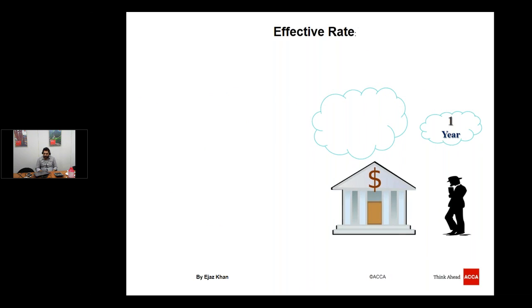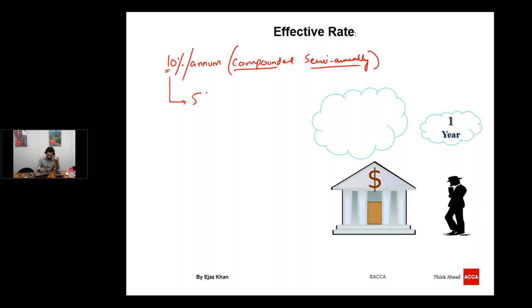Effective rate. It's another very important calculation and an important concept. Suppose that a bank lends money at 10% per annum, but charges interest semi-annually, which we call compounded semi-annually. So it's charging 10% per annum, but it's charging its interest after every 6 months. So for a complete year, the interest rate will be 10%. But since this company is going to charge interest after every 6 months, the interest rate for every 6-month period will be 5%.